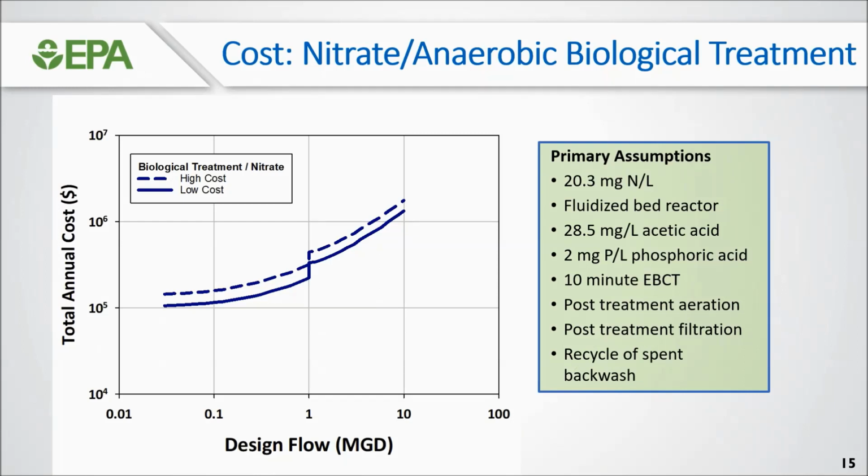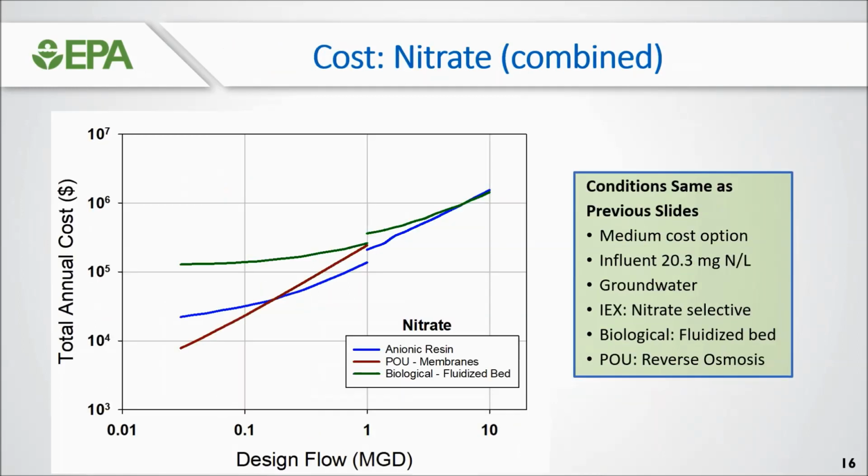You have to add acetic acid and phosphoric acid into your biological system. And this is for a fluidized bed reactor. And you can run high and low costs in this case too. Now, if you combine all these three plots together, this is where it gets interesting.